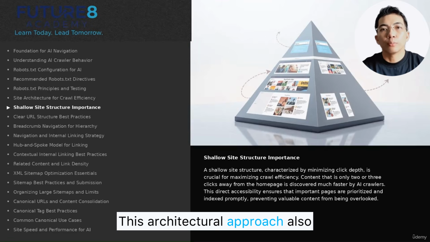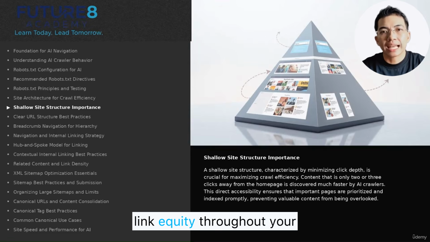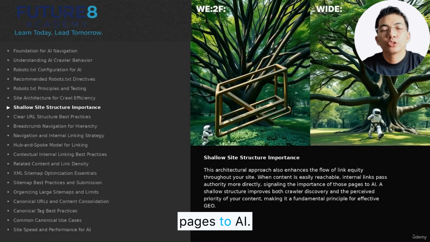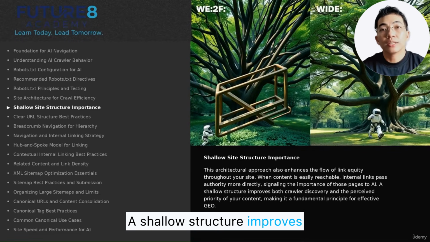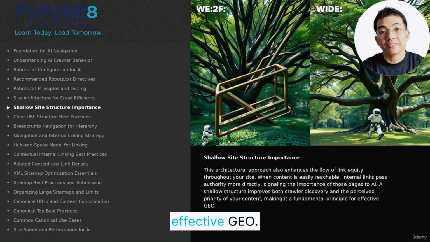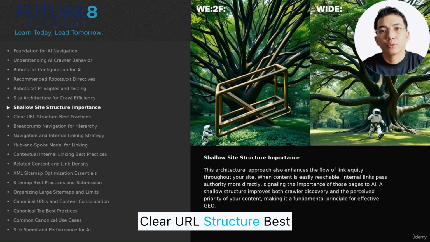This architectural approach also enhances the flow of link equity throughout your site. When content is easily reachable, internal links pass authority more directly, signaling the importance of those pages to AI. A shallow structure improves both crawler discovery and the perceived priority of your content, making it a fundamental principle for effective GEO. Clear URL structure best practices.